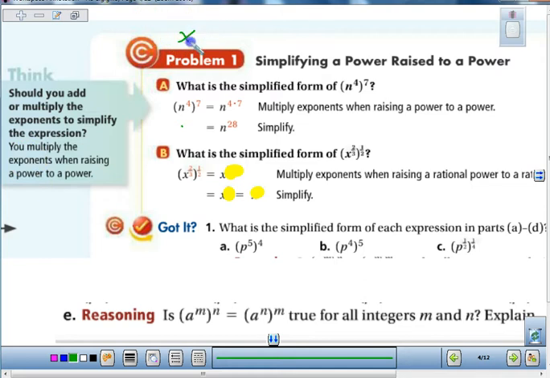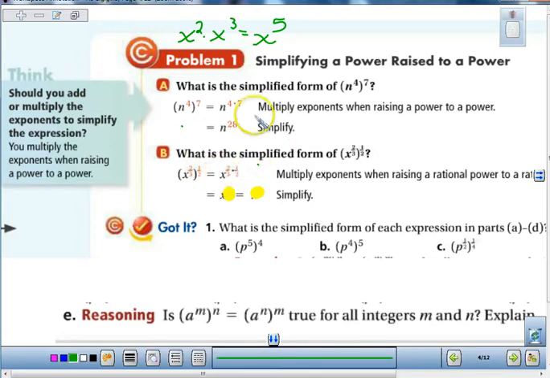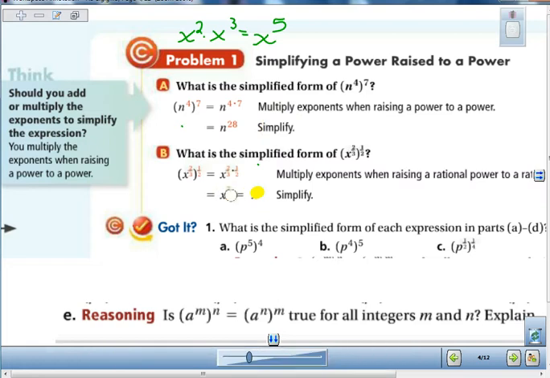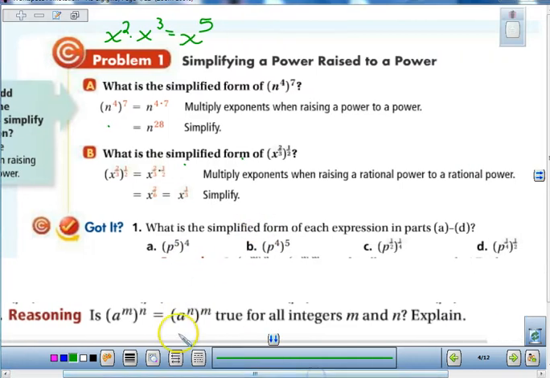But remember, if you have x to the second times x to the third, then you are going to be adding those exponents. Here we have x to the 2/3 raised to the 1/2. So we're going to take 2/3 times 1/2, which when we multiply, we should be looking at x to the 1/3 as we simplify. It's your turn to try these on our guided practice, and then we'll look at this explanation. So pause the video if you need to and try these.